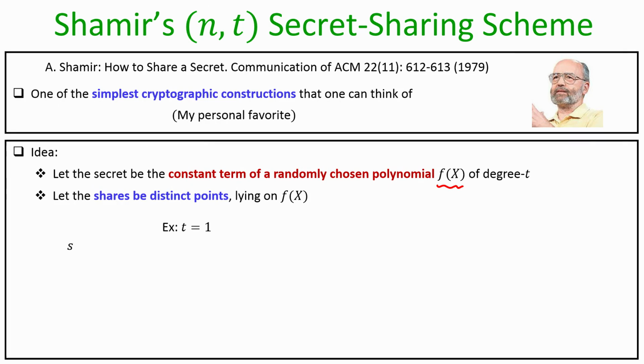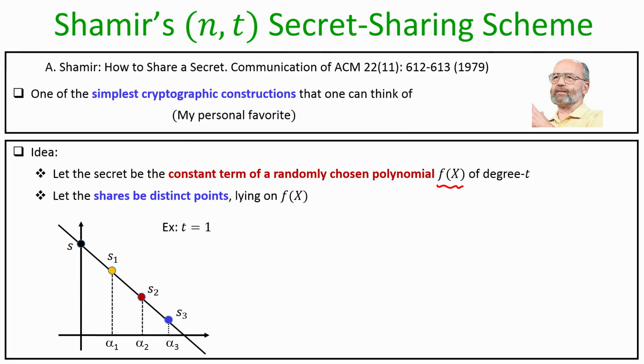So, to demonstrate my point, imagine my threshold t is equal to 1 and I have a secret S, I am the dealer. What I can do to share the secret S, since my threshold t is equal to 1, is pick a random straight line, it could be any straight line in the plane, with the only restriction being that its constant term should be the secret S which I want to share.